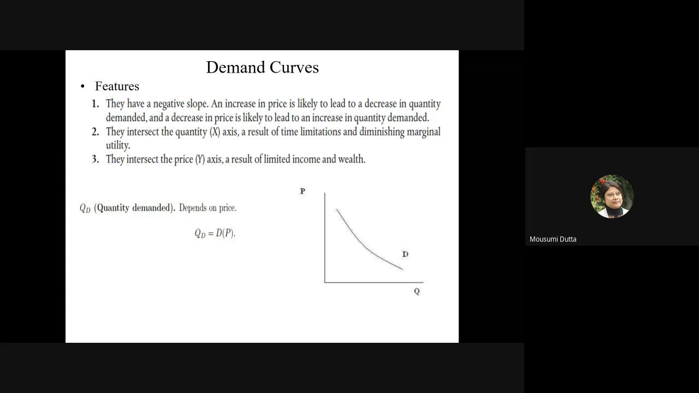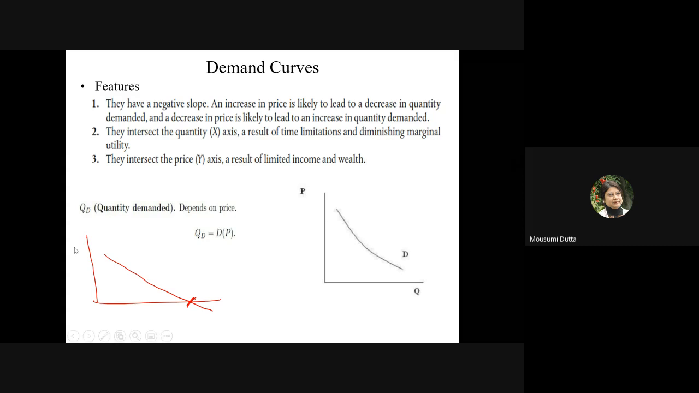So let me mention the features of the demand curve. The demand curve intersects the quantity axis. I can extend this demand curve, and it may intersect the quantity axis, and then I can extend the curve like this. That is, it is intersecting the x-axis or the horizontal axis at this point.